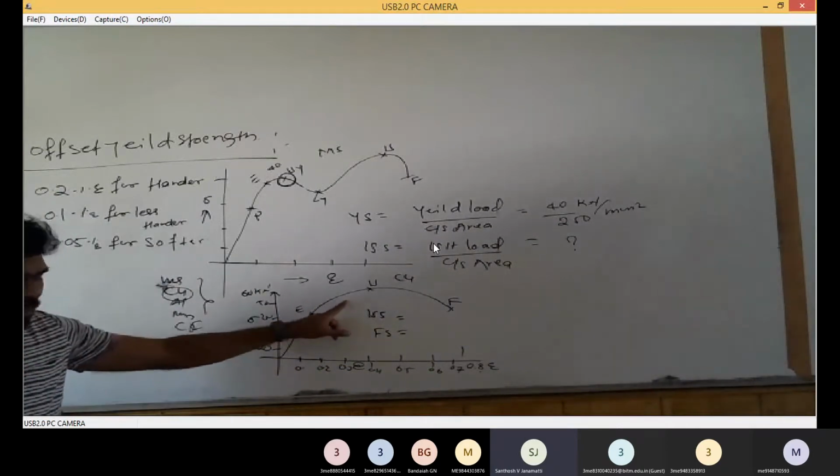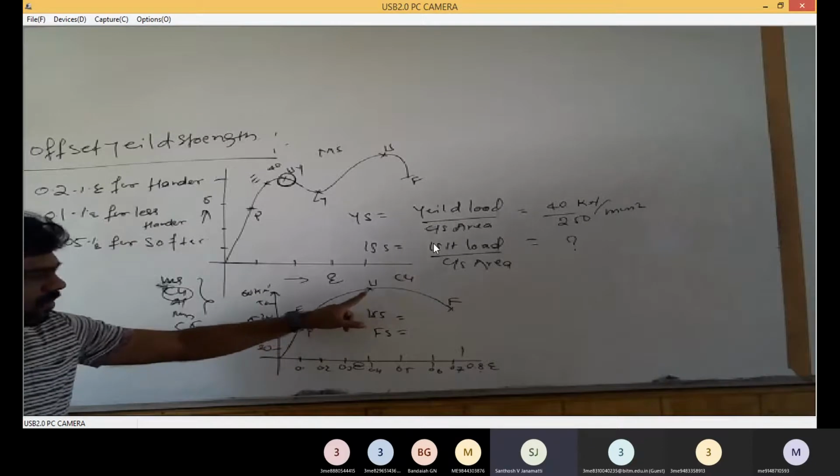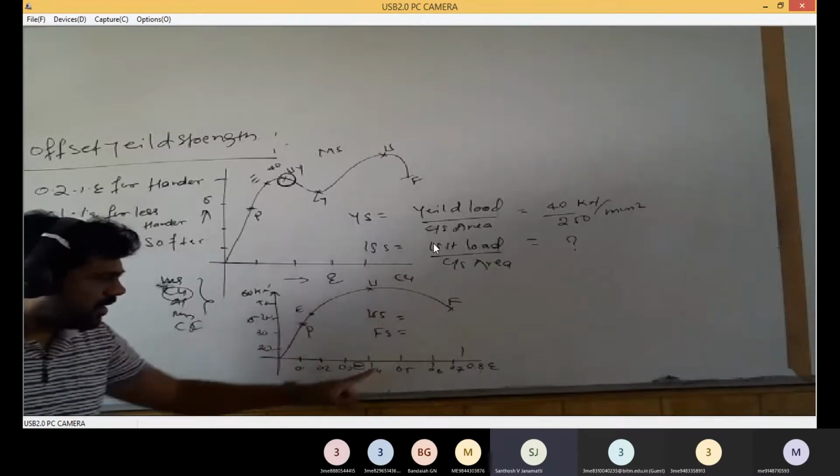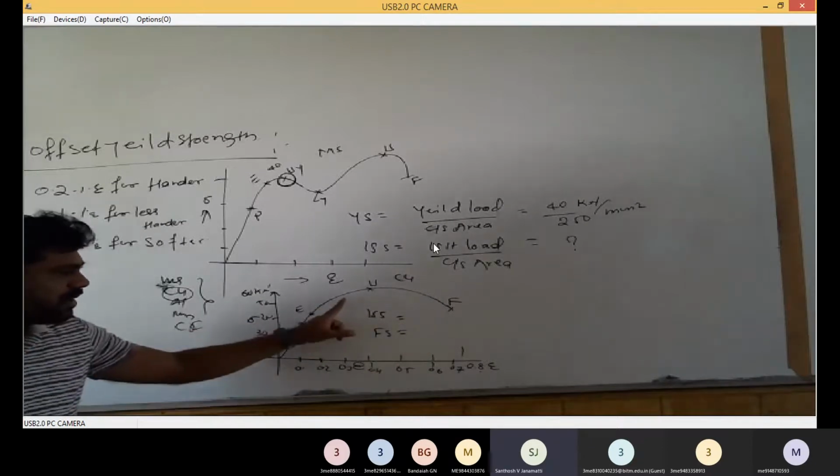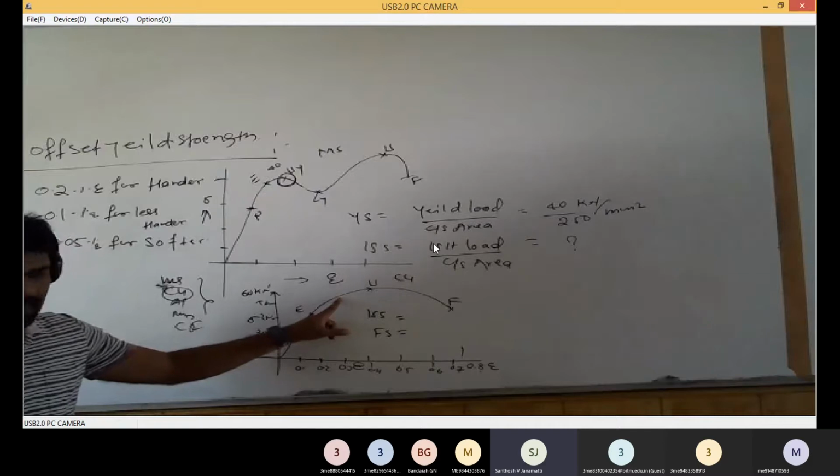But the case is, now I am not getting the yield point. I am only getting the ultimate and fracture point. Now my aim is to find out the definite yield of this particular material.